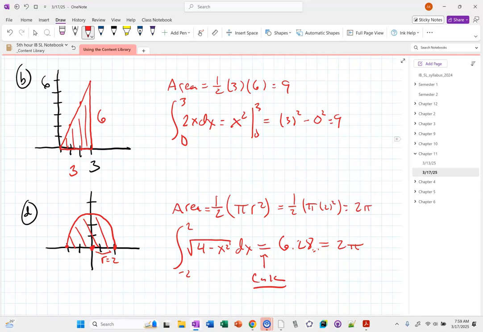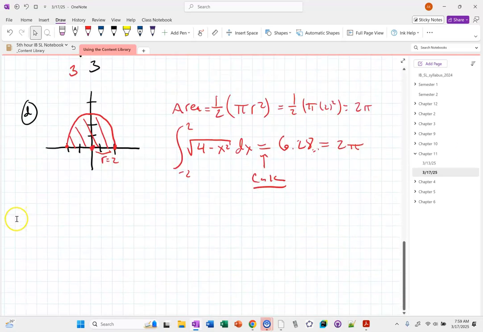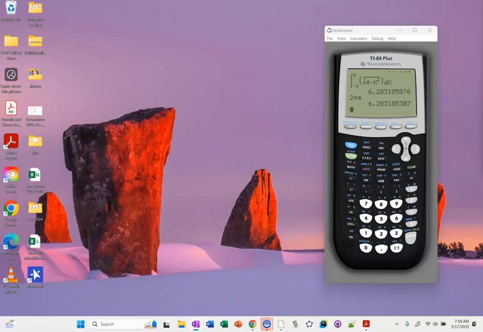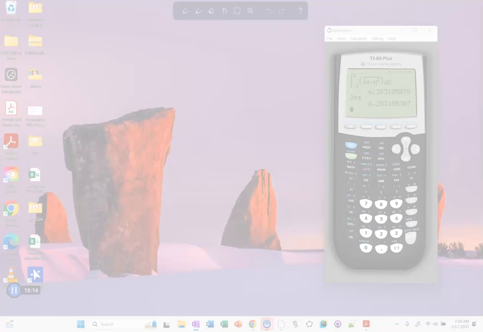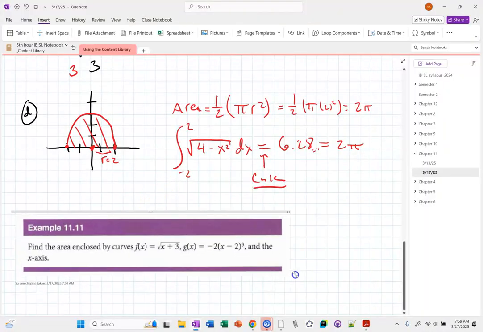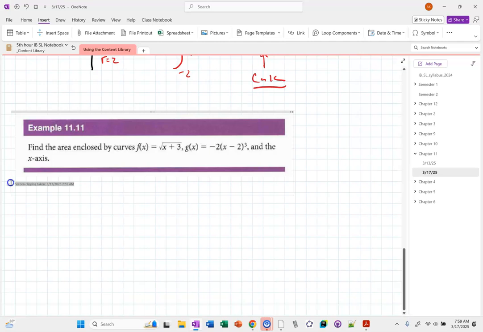What do you guys think on this? Is everybody okay so far? What if we ask you to do something like this?